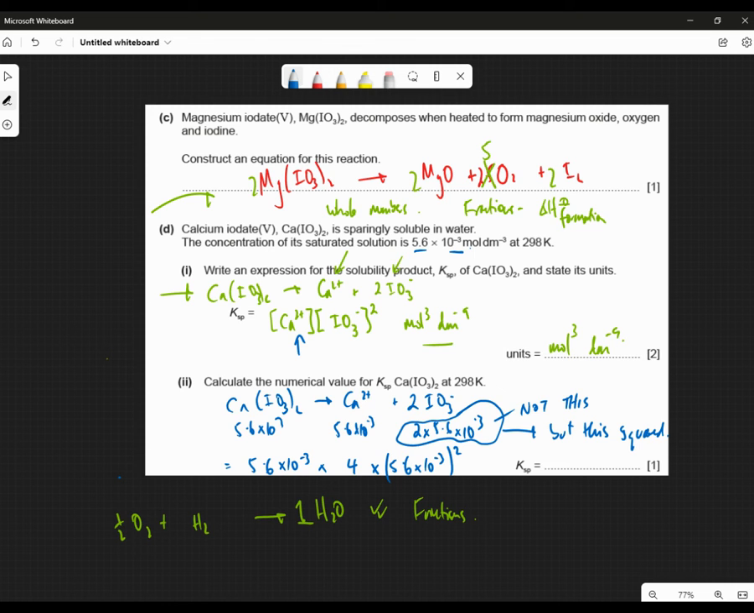I cube 5.6 times 10 to the minus 3, times the answer by 4. Have I done it right? Yeah, I get 7.02 times 10 to the minus 7. I'm looking at the answers and that looks right.